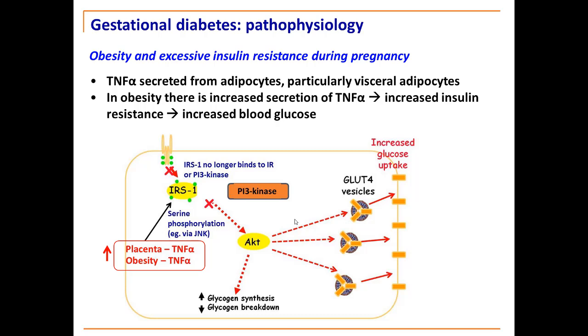There are actually certain polymorphisms. Polymorphism just means common mutation in TNF-alpha that are associated with insulin resistance. So some people will have mutations or polymorphisms in that TNF-alpha protein that can enhance serine phosphorylation. So that's just kind of an unlucky genetic polymorphism that some people have.